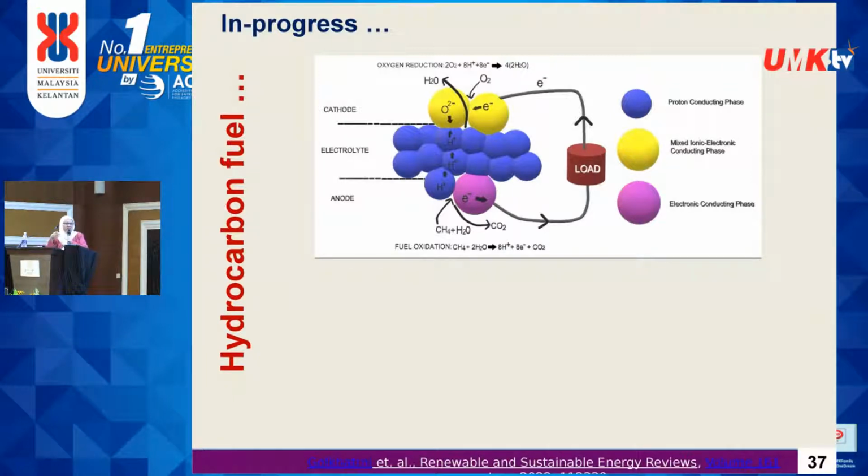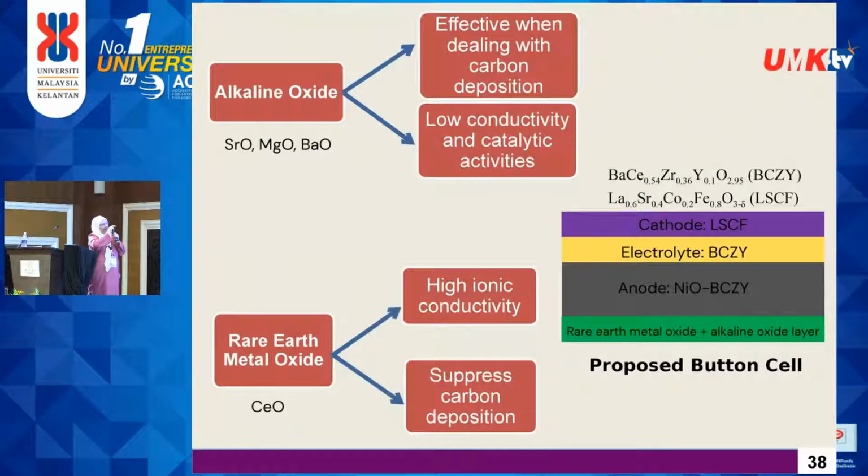That's why in the coming progress, we try to modify the anode site. We put a layer of rare earth metal oxide and alkaline oxide in order to reduce the carbon choking when we use hydrocarbon fuels. This is our proposal for working on hydrocarbon fuels.